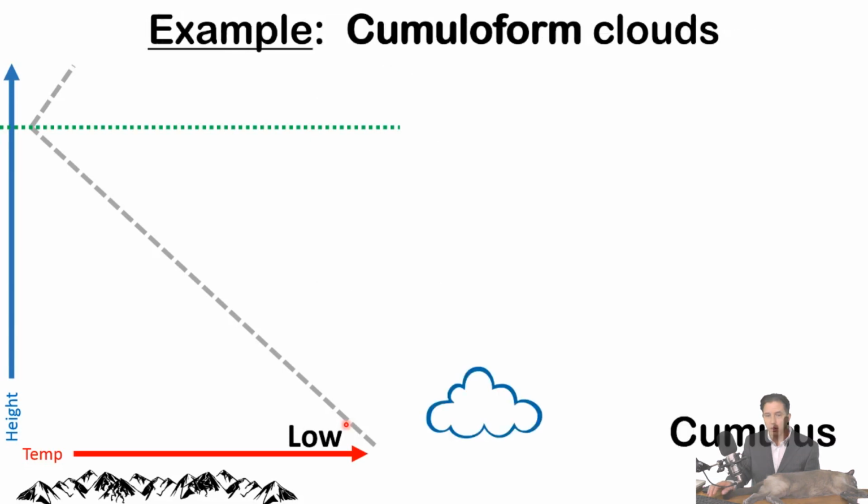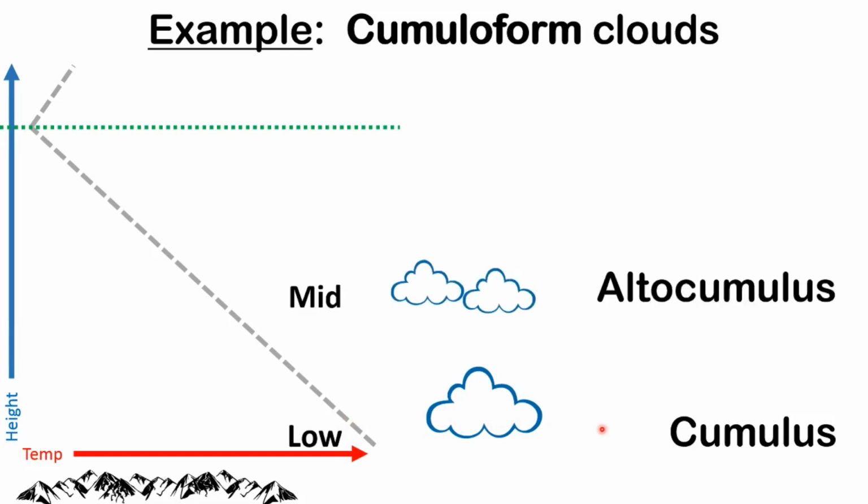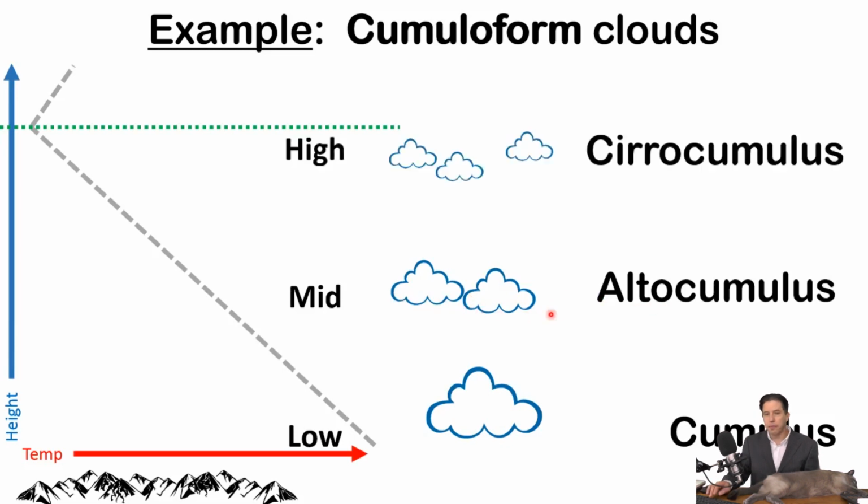Okay, so let's do an example. If I have a puffy cloud, a cumuliform cloud, and it's down low, I'm going to call that cumulus. If I then move up to the middle part of the troposphere, I'm going to add the prefix alto to it. So it's an altocumulus. And they're going to look smaller because they're higher up. And then if I move them all the way to the top of the troposphere, I'm going to call them cirrocumulus. And they're going to be smaller still. So this is sort of the naming system.